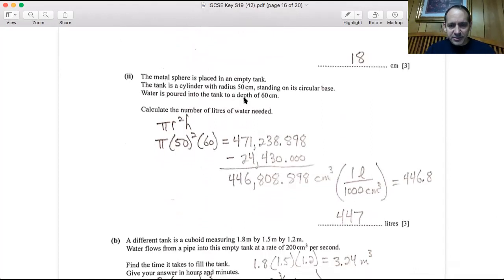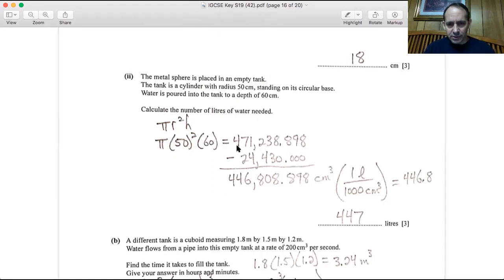Then it says that this sphere is placed in a tank. The tank is cylindrical with a radius of 50, and it's standing on its circular base. Water is poured into the tank up to a depth of 60 centimeters. Find the number of liters of water needed to do that. So our cylinder formula is pi r squared h. Hopefully you remember a cylinder has a circle, that's pi r squared, and then the height gives you the third dimension.